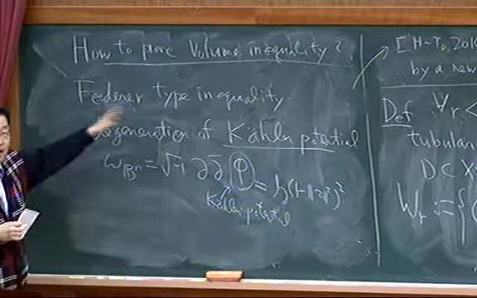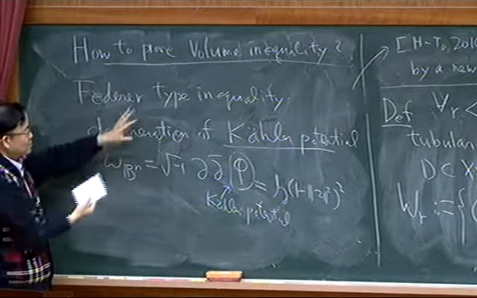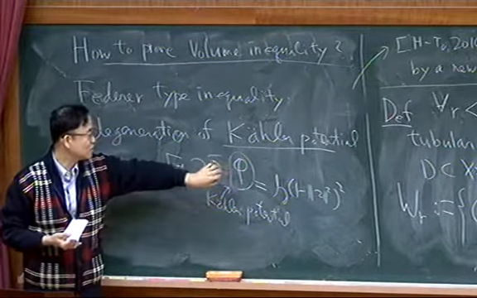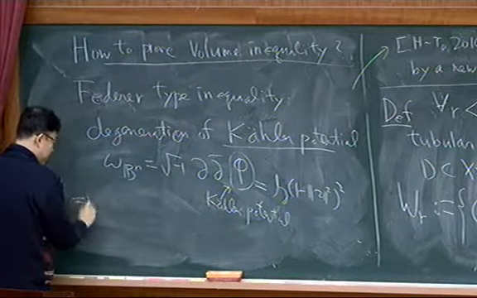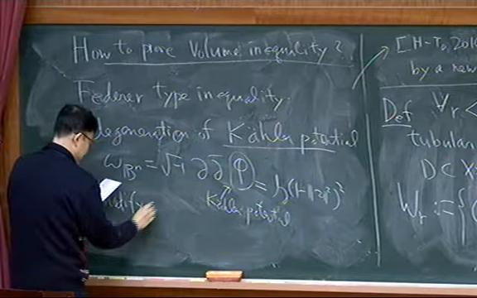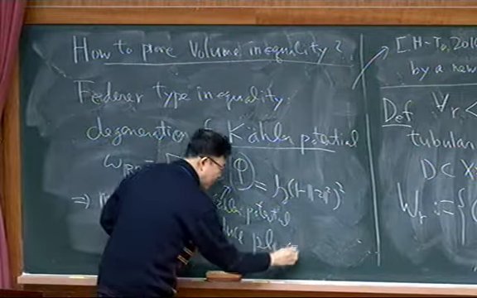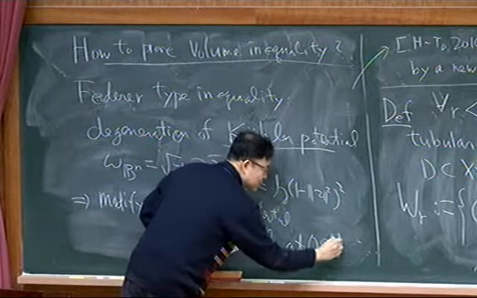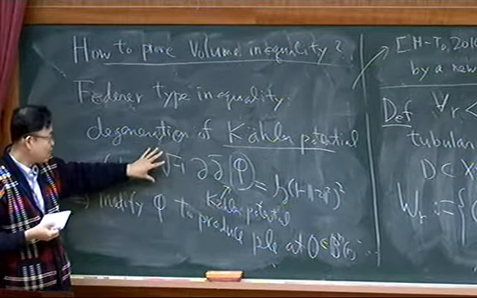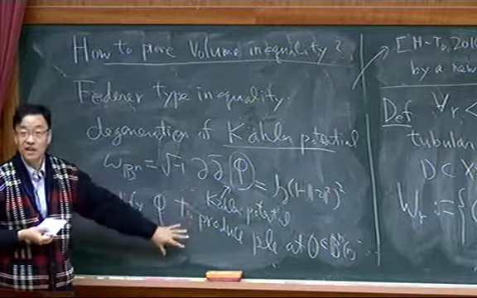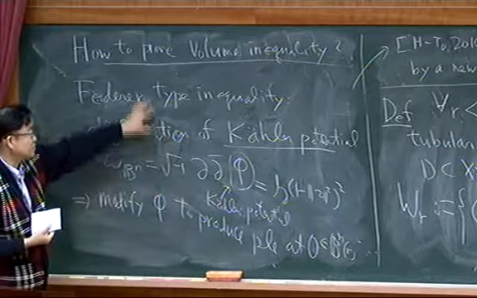To prove the Federer type inequality with respect to 1 point, in a neighborhood of 1 point, we degenerate this potential to introduce a pole. So modify phi to produce a pole at the origin, and that is how the theorem was proved. Then you can compare the volume with respect to Kähler form and the volume with respect to this degenerate Kähler form. And this comparison gives the volume inequality. That was the basic idea of the proof.